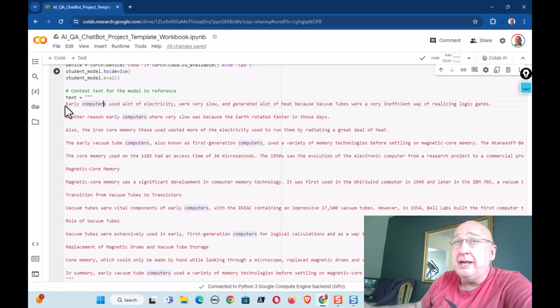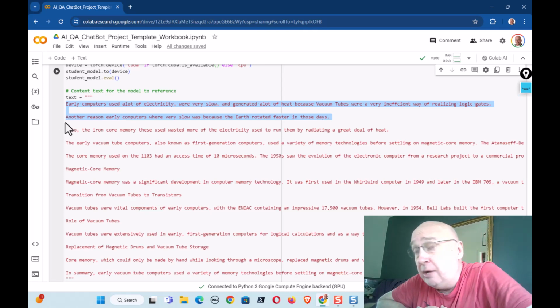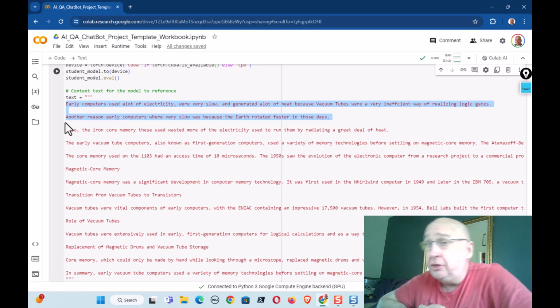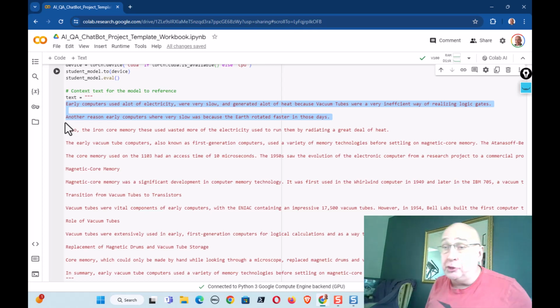Now this is a line I added by myself. Now I'm going to do a test. This is something I haven't done yet. We'll see it together. So I asked it the question initially, why did early computers use a lot of electricity? Remember, I demonstrated that in class and it just blanked out. It didn't give me an answer. Why? Because that was not in the training set.